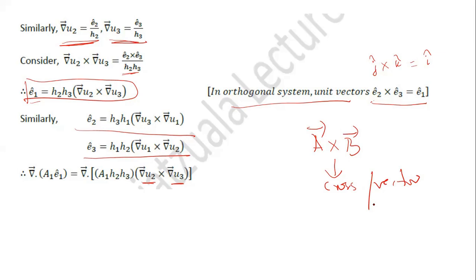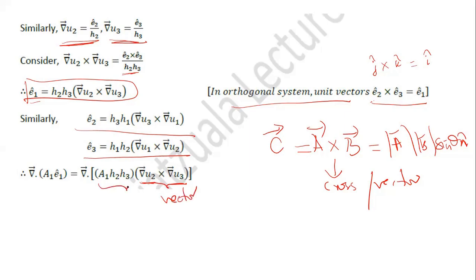Why do we call this cross product a vector product? The reason is that when you operate with the cross product between two vectors, the resultant is also another vector: magnitude of A, magnitude of B, sine of the angle between them, into n cap, the unit vector perpendicular to both A and B. That means when you multiply two vectors, you get a third vector C cap. So what I want to conclude here is that this quantity is actually a certain vector.